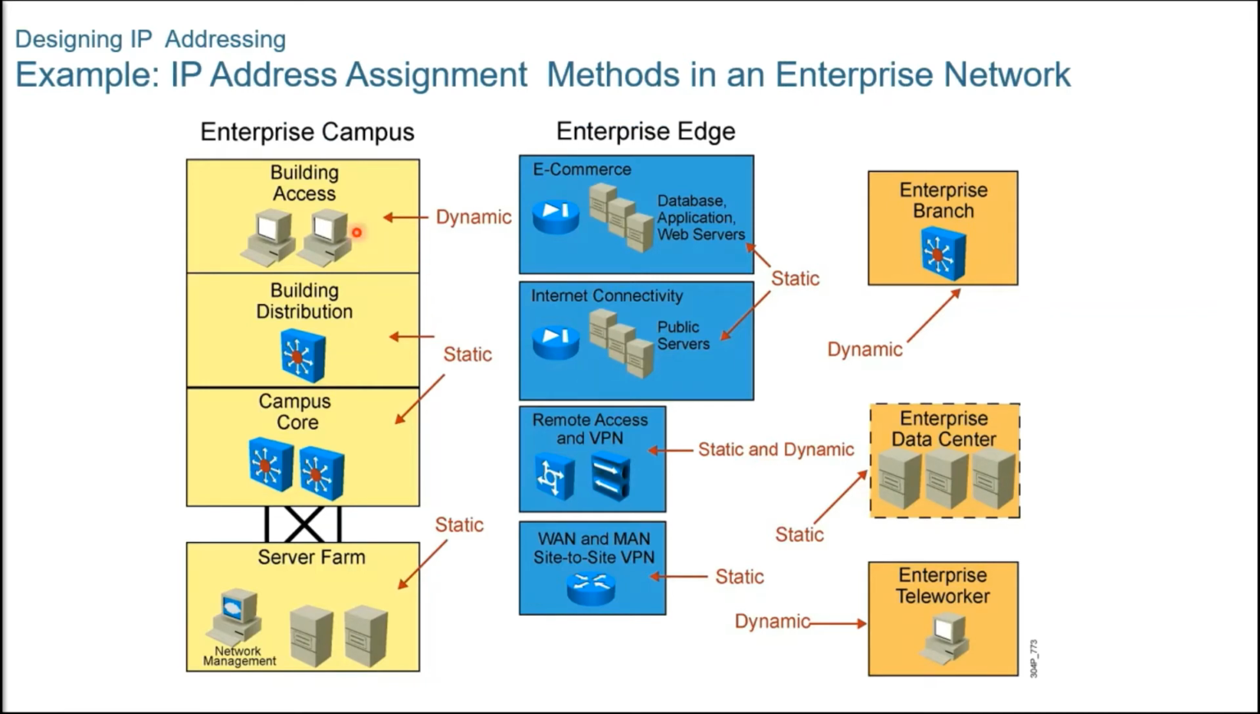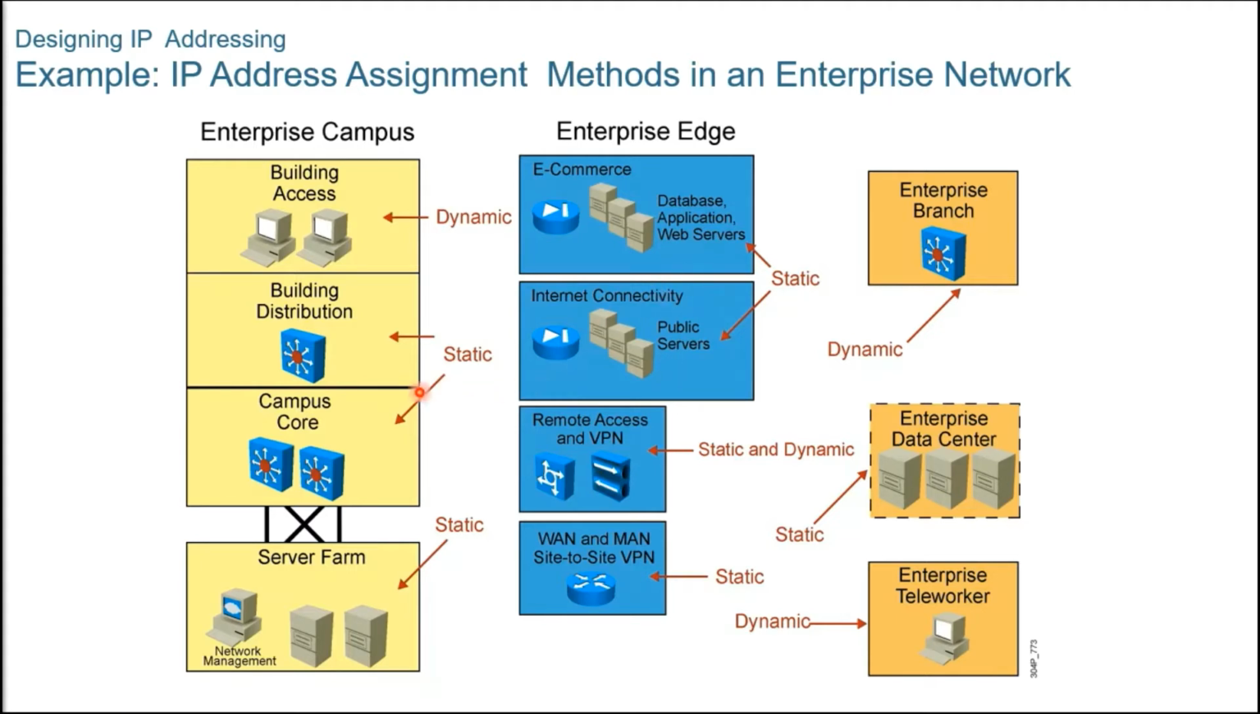Okay. So let's look at IP address assignment methods in an enterprise network. What are the guidelines for assigning IP addresses in the enterprise network? The typical enterprise network uses both static and dynamic address assignment methods. As shown here in the figure, the static IP address assignment method is typically used for campus network infrastructure, and in all the modules of the enterprise edge: the e-commerce, the internet connectivity, the remote access and VPN, and the WAN and MAN and site-to-site VPN modules.